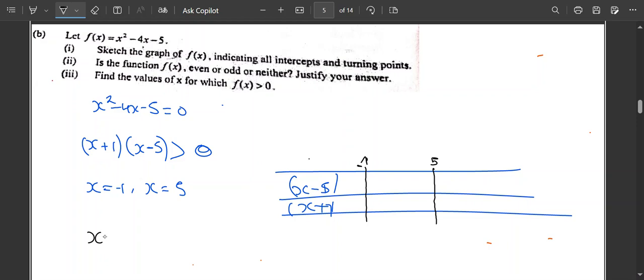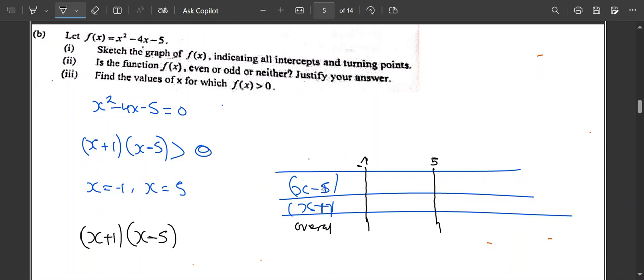So I'll have x minus 5, then x plus 1 like that. Okay, this is what I'll be doing. Then what I'll be doing here is I'll get a number and see the sign that will come here. All right, so here we'll have the overall sign.